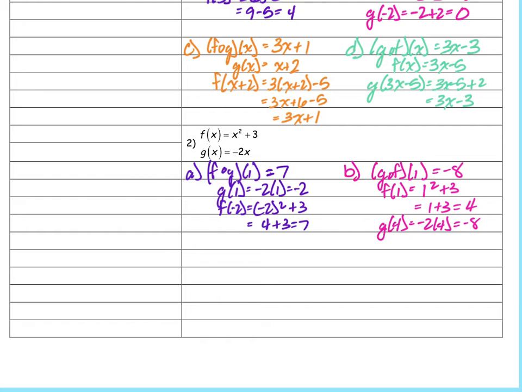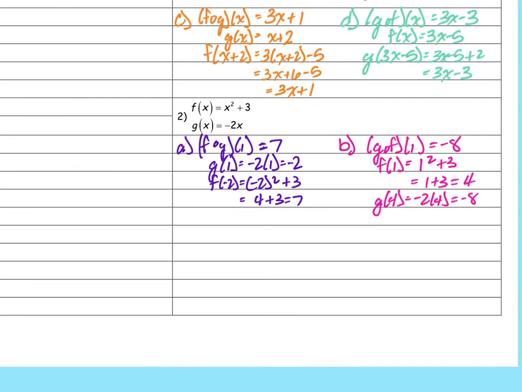And then for the little bit harder ones, especially when we have a quadratic, we've got C. F of g of x. So g of x equals, what does g of x equal? Negative 2x. And then I want to find f of negative 2x, which is going to be negative 2x squared plus 3. So that gives me 4x squared plus 3.